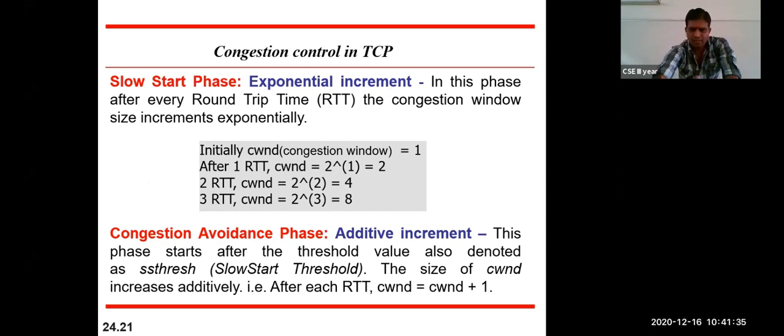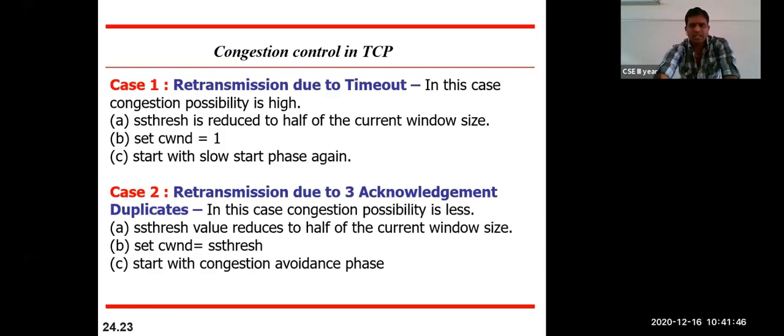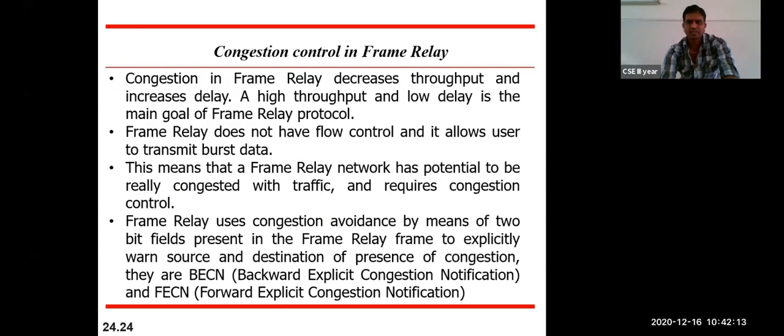Done? Even after that, if congestion is detected, there could be 2 reasons: the timeout happens or duplicate acknowledgements are coming back. In the first case, we have to cut down the threshold to half, initialize the congestion window back to 1, and start from the slow start phase. In the second case, again the threshold level should be cut down to half. The congestion window size should now be made equal to the threshold level. Then we start from the second phase, the congestion avoidance phase.